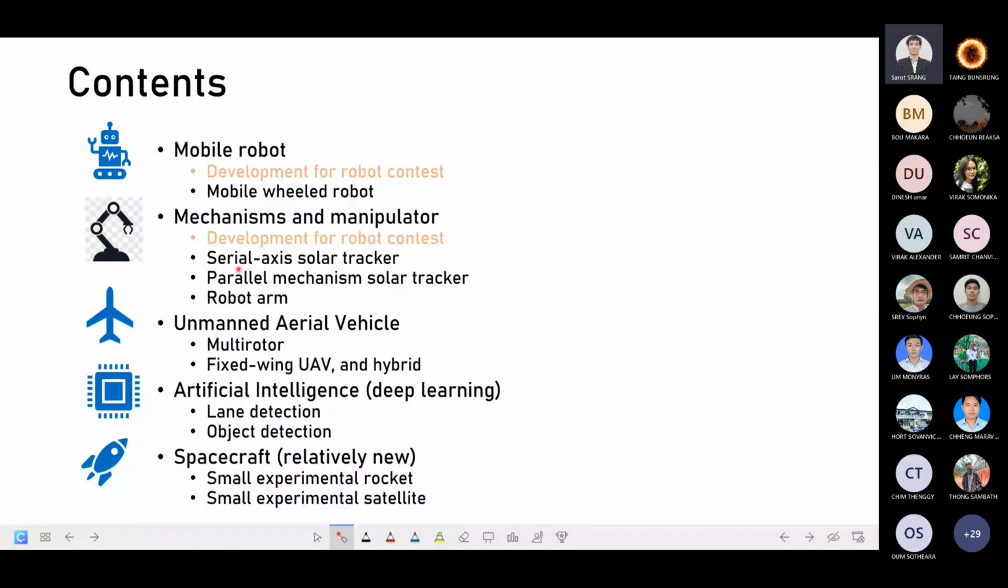The serial axis solar tracker means we use two rotary motors to rotate 2 degrees of freedom. Then we can have tracking, can have object tracking.